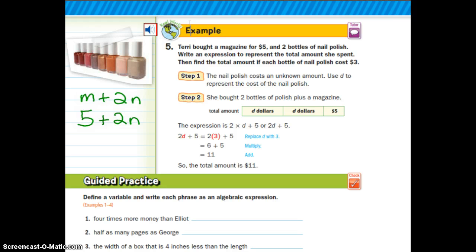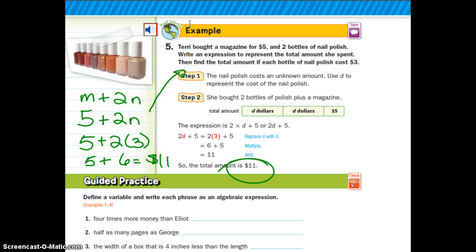Now, I need to solve for it using $3 for the cost of 1 bottle of nail polish. So I have 5 plus 2 times 3. Order of operation says I have to do multiplication first. So I have 6, and now I have to add my 5 to it. So I have $11. So the amount she spent was $11.